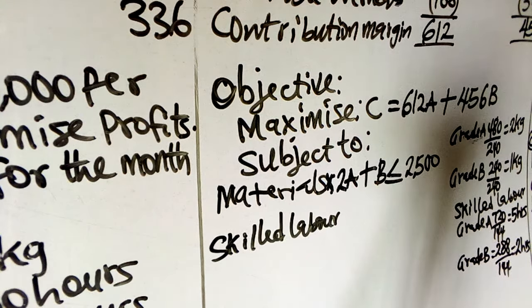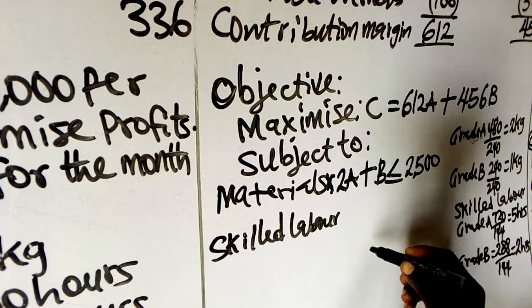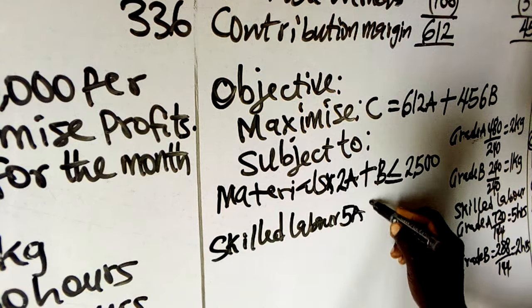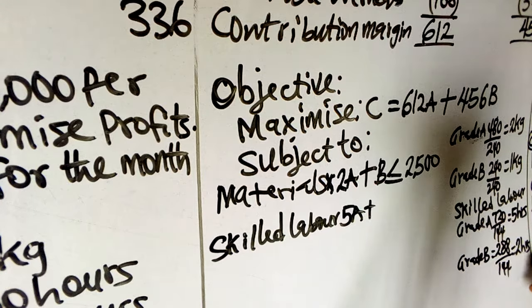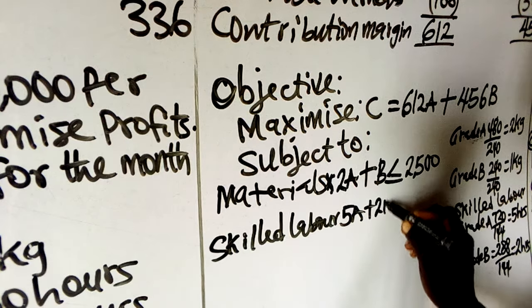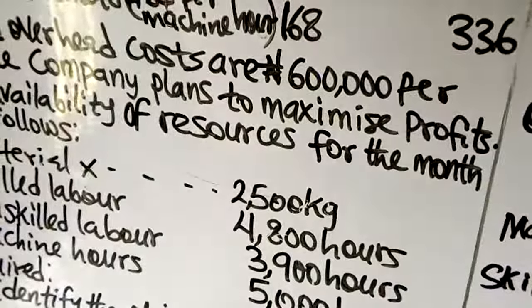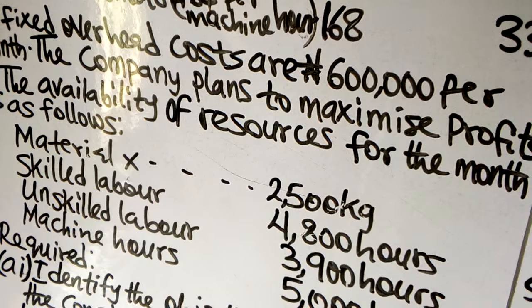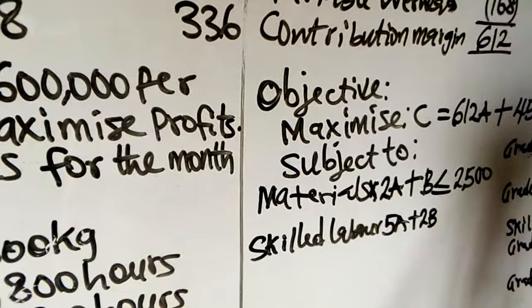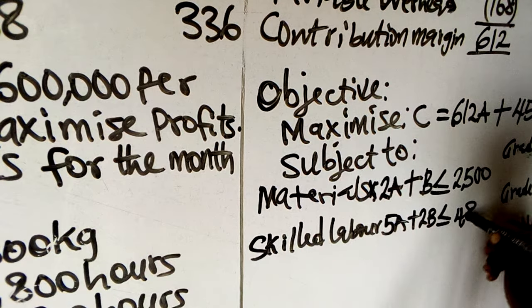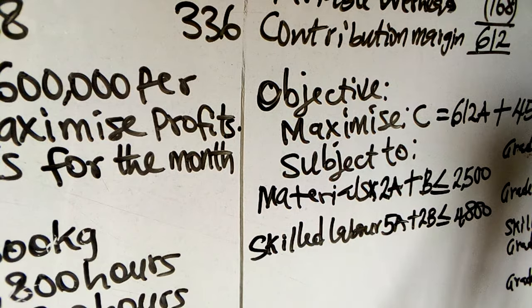So now our constraint for skilled labor, we have 5 of grade A, 5A, plus 2 of grade B, which is 2B, and the maximum skilled labor hours available is 4,800. You cannot get more than 4,800 hours. So you have less than or equals to, since it cannot exceed 4,800. That is skilled labor.